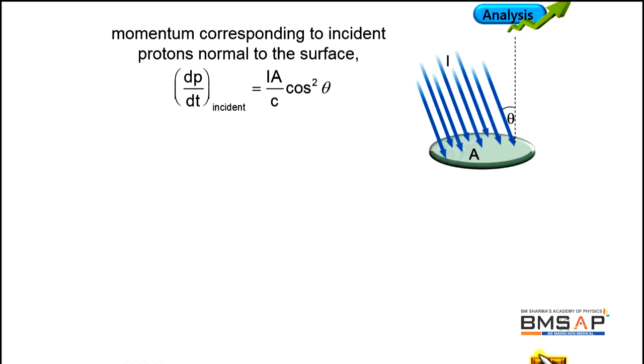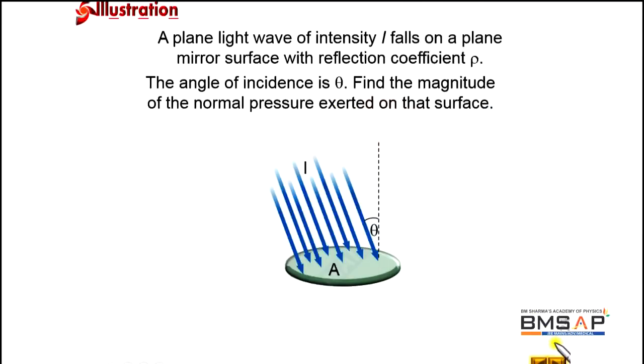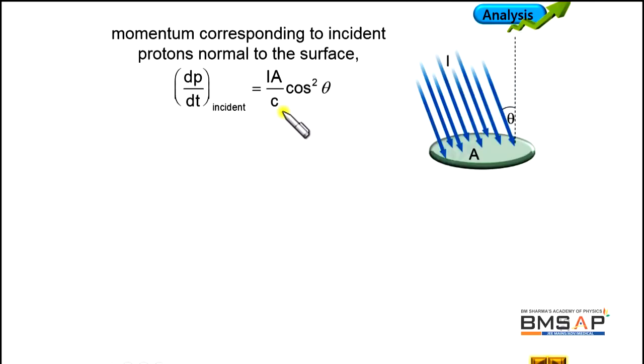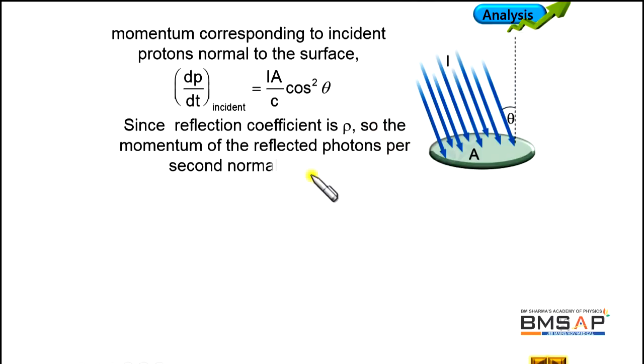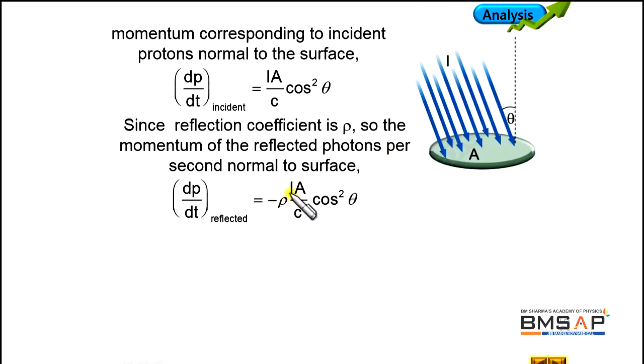Now, we are given the reflection coefficient as rho. If it is 100% reflection, that means the magnitude of the linear momentum in the vertical direction should have the same value, that is IA divided by c cos square theta. But the reflection coefficient is rho, that means the momentum of the reflected photon per second normal to the surface should be equal to dp by dt, that is equal to minus rho multiplied by this value, right. We can rearrange this expression, we can write dp by dt reflected is equal to minus rho IA divided by c cos square theta.